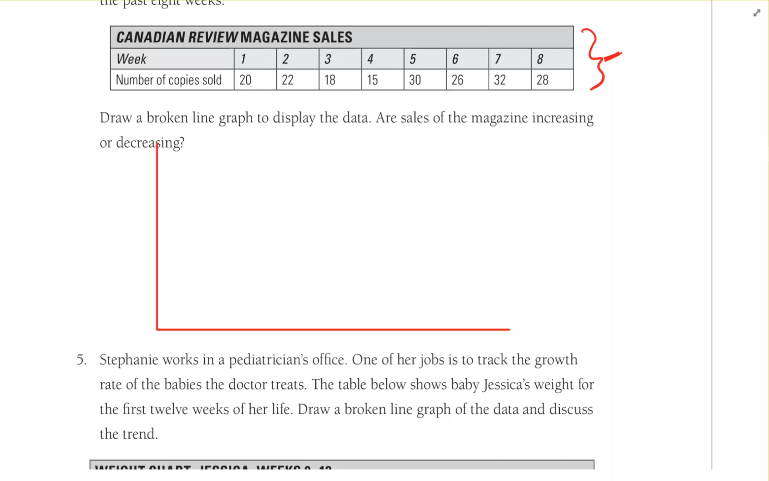Usually, the number that goes up consistently, like the number of weeks goes up 1, 2, 3, 4, 5, 6, 7, 8. That's going to be the number that we want to have on the bottom. Okay, so we're going to have weeks on the bottom. And you need to label it too. So I'm going to write weeks. Okay, and then we'll go 1, 2, 3, 4, 5, 6, 7, 8. Okay, so that's my weeks along the bottom.